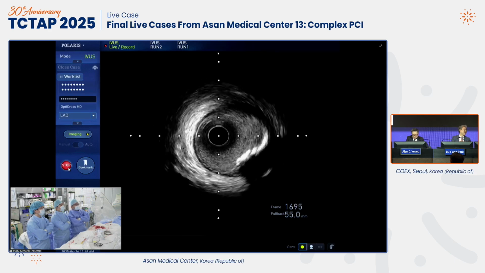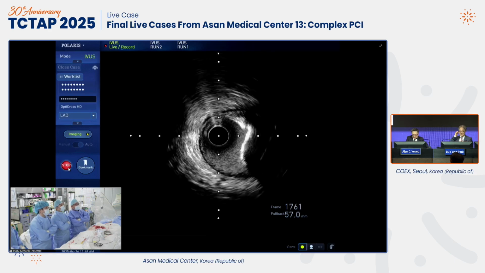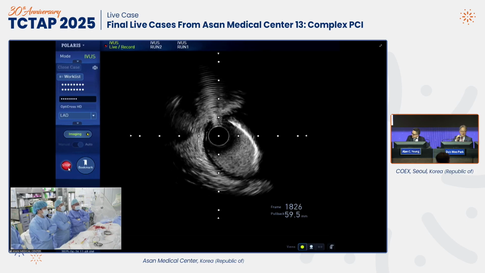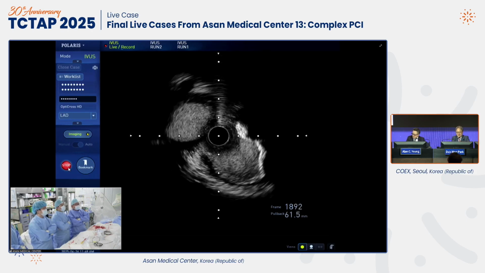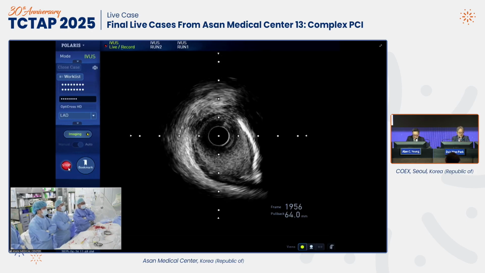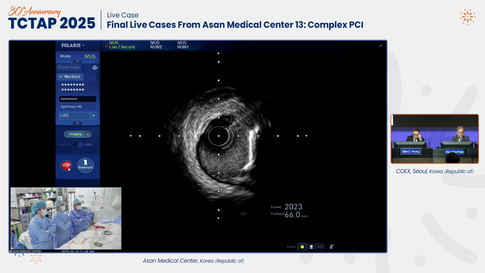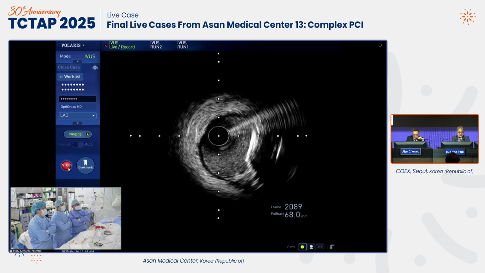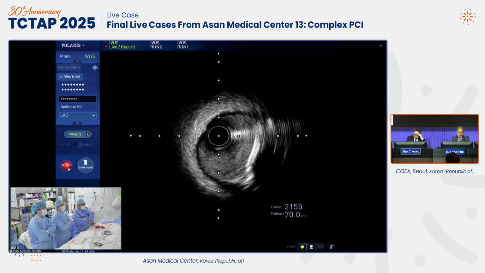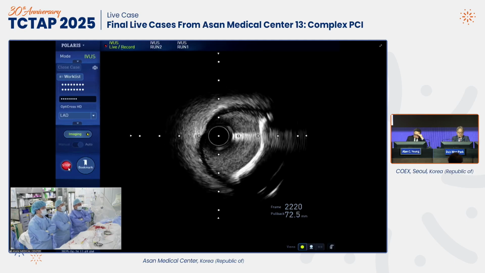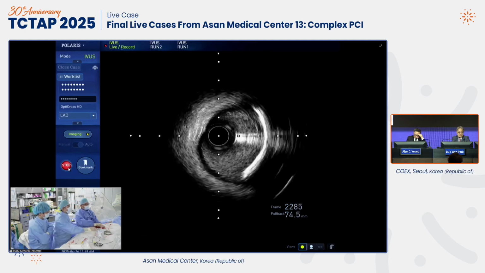So Jung-Min, you actually don't have IVL. So the question for the panelists is, you don't have IVL, what would you do next? The next step should be high pressure balloon dilatation using an NC balloon. We know the vessel size, so we can apply very high pressure using a balloon a little bit smaller than the vessel size.